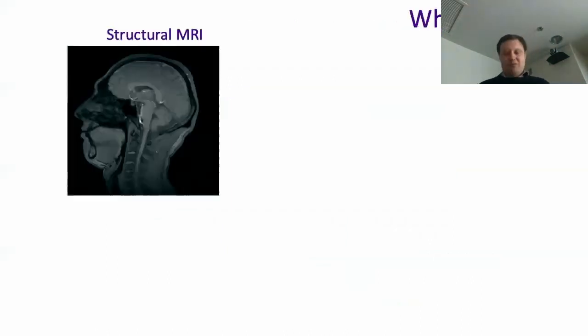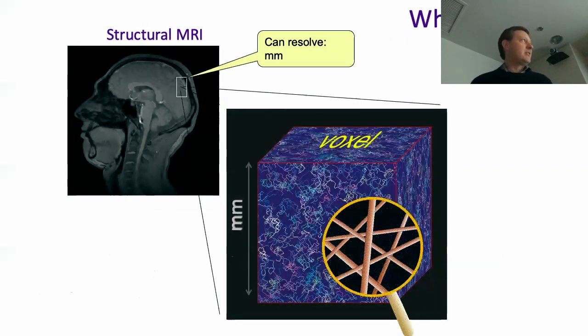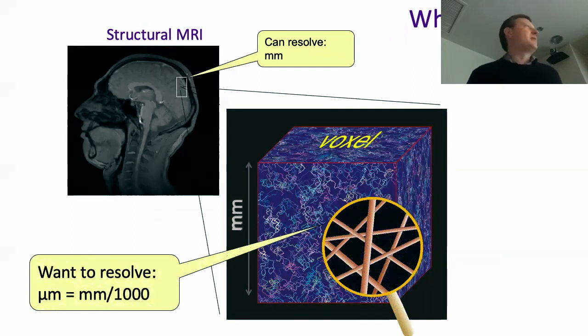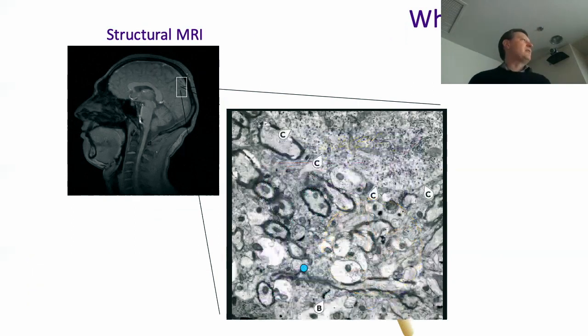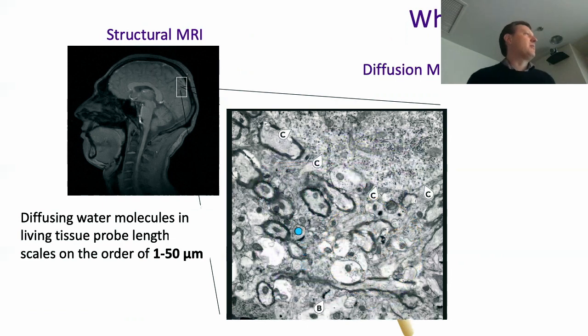So why diffusion? This is a structural MRI with millimeter resolution. That's as much as you can do. What we want is a 1,000 times smaller scale. And this is how it looks. The water molecule, over the echo times we typically use in our measurements, can probe this much. It's up to scales of about 5 micron by 5 micron. And so this is the typical diffusion length, from a few microns to a few tens of microns.